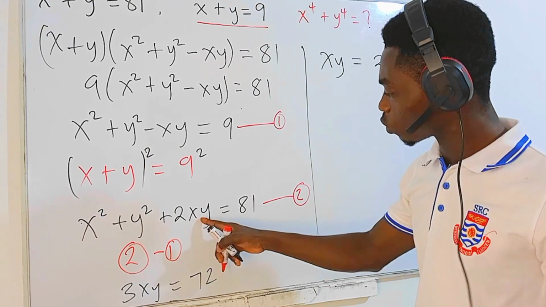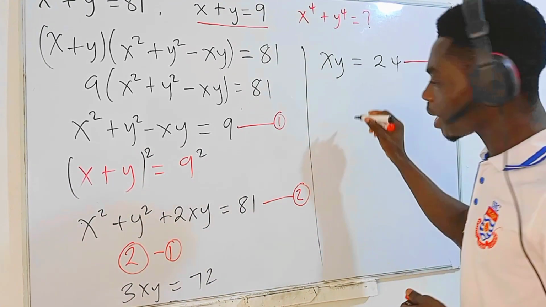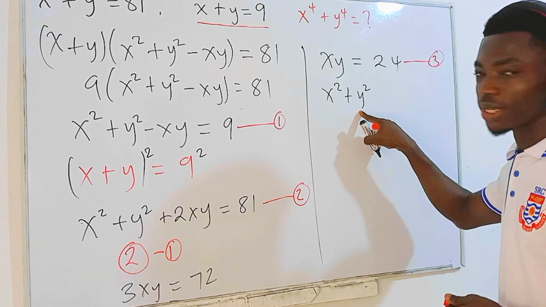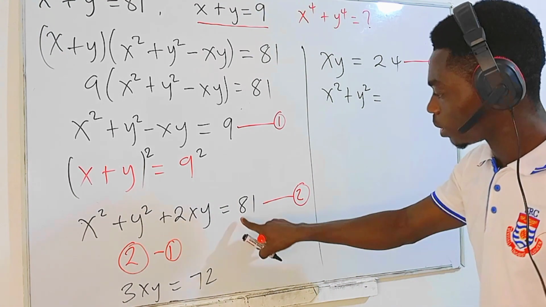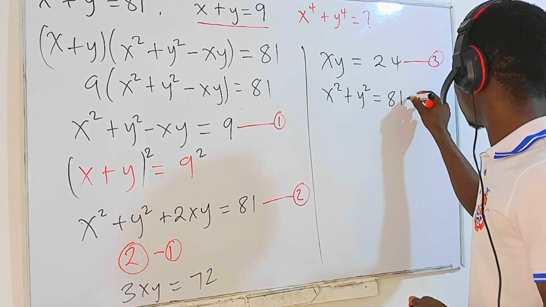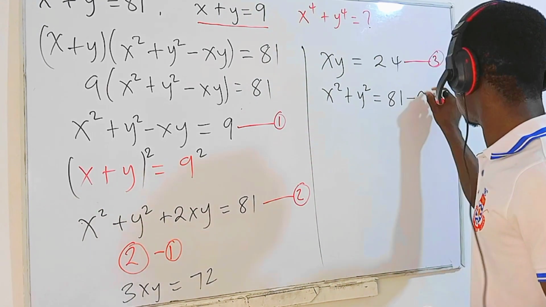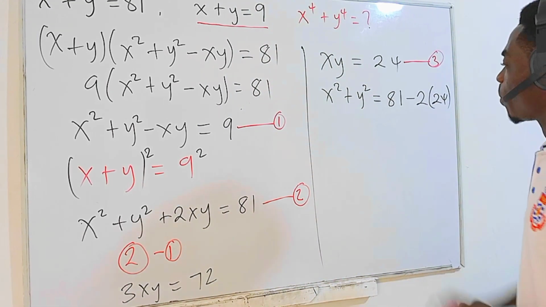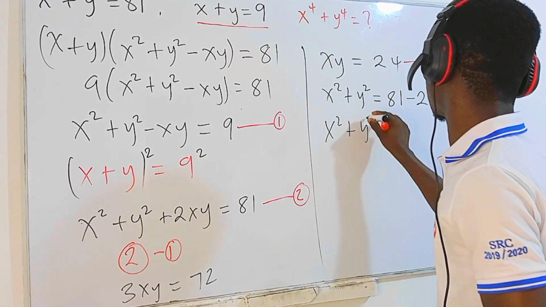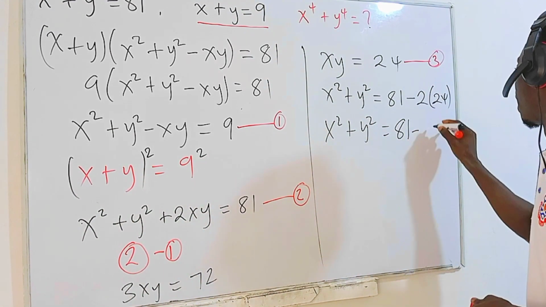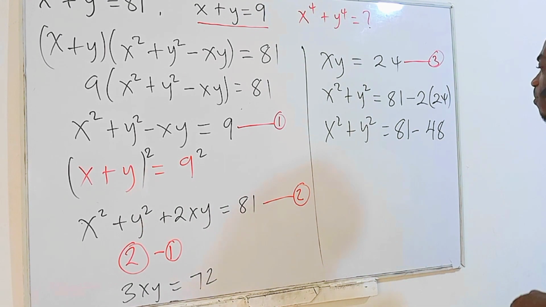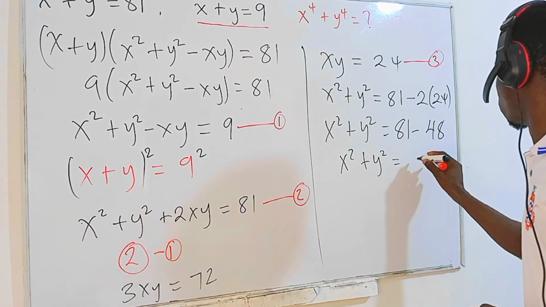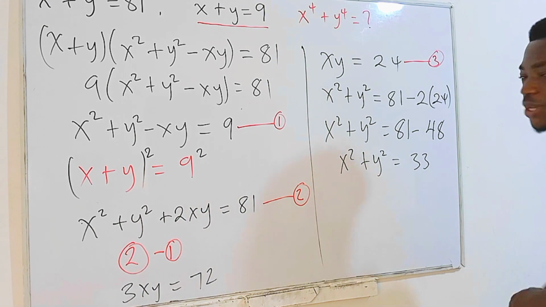So we are replacing this xy with 24 right here. And if we do that, we are going to have x squared plus y squared. Actually, let's make this the subject so that we will have this to be equal to the right hand side, which is 81. Then minus the whole of this, we have 2 times xy, but we know that xy is 24, so we're going to have 24 right here. And we have x squared plus y squared is equal to 81 minus, this is giving us 48. And we are going to have x squared plus y squared is equal to 33. Pretty interesting.